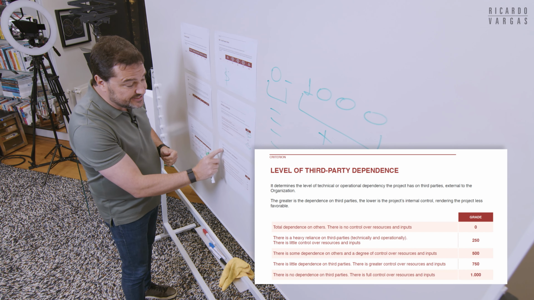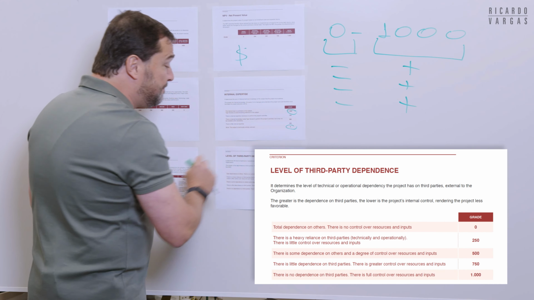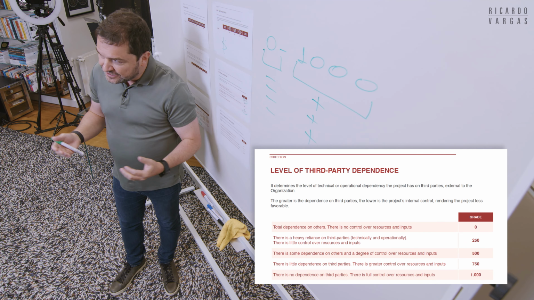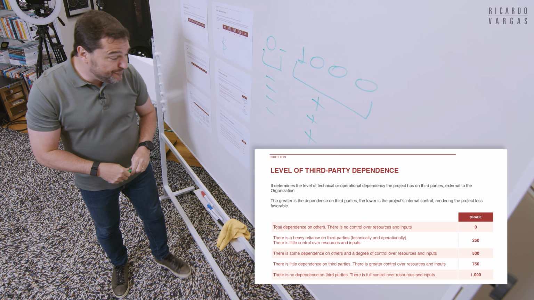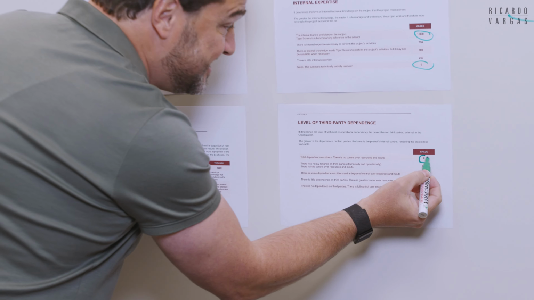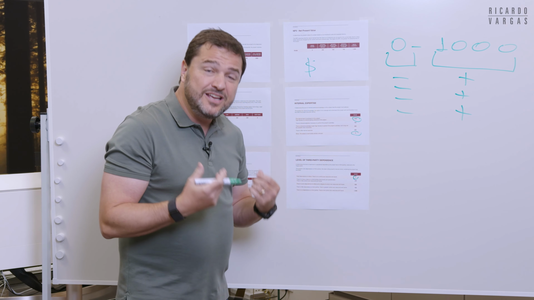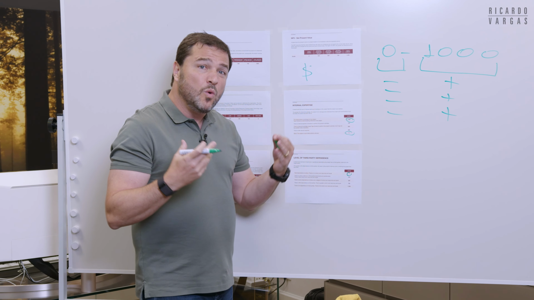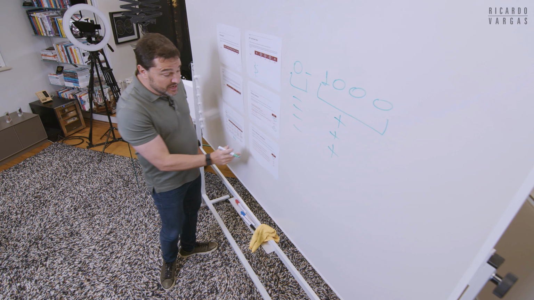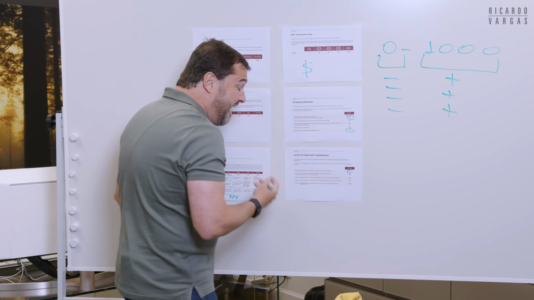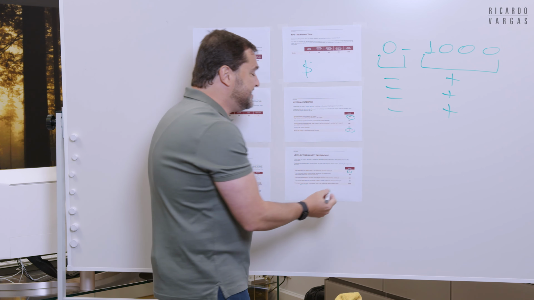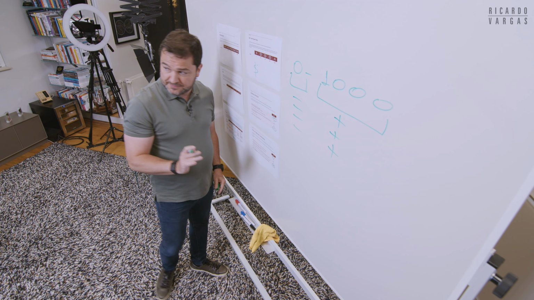And last but not least, level of third-party dependence. For example, do I need to rely on suppliers, consultants, and so on? If I need to rely on a third party, then it's 0, meaning I will increase the risk, and that project will depend on so much effort from others that it will be very challenging. But if I do not depend, and everything relies on myself and my team or my area, then it's 1,000, it's a super nice project.